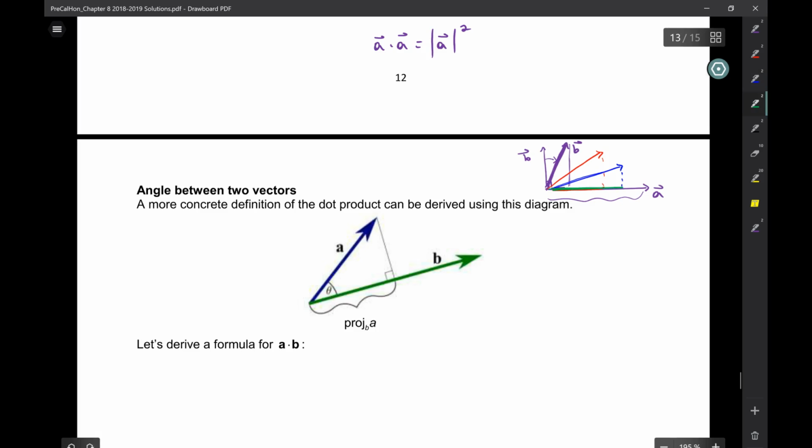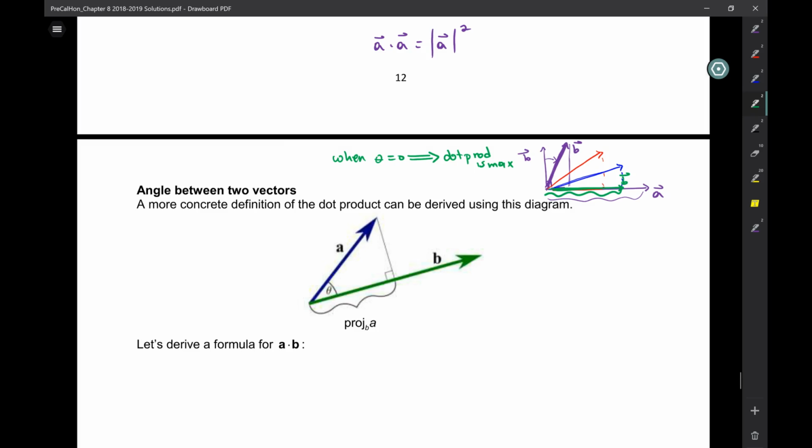So here, when the angle is 0, look at that. Now that green one is vector B, and the angle between them is 0. So now the projection is this much. It's the entire darn vector, times vector A. So now, when the angle is 0, the dot product is maximum, right?